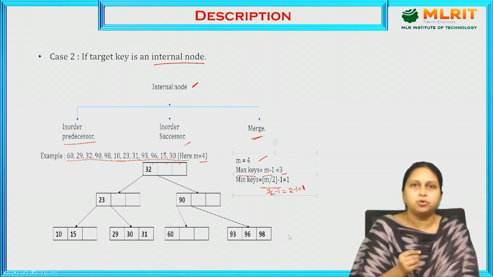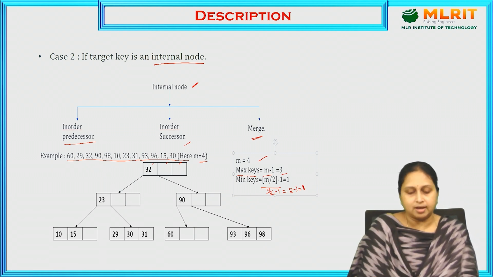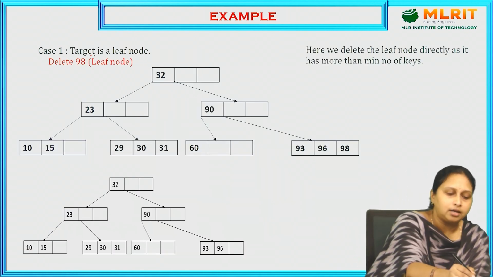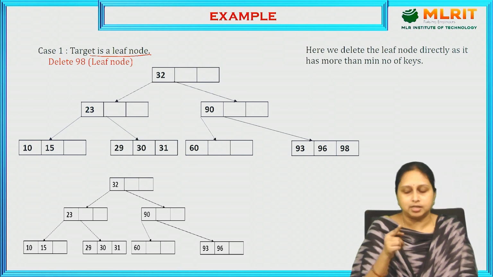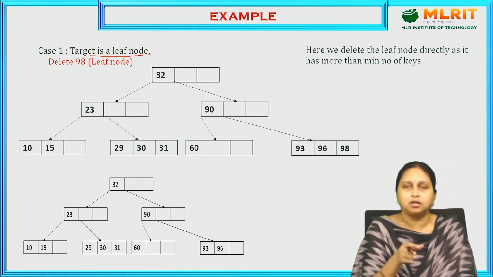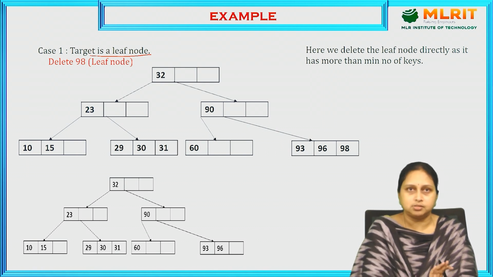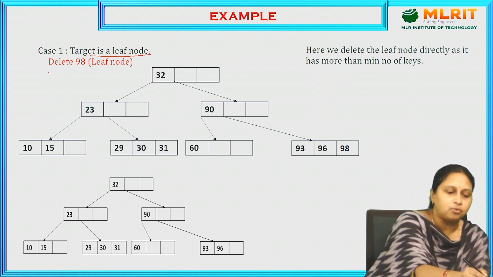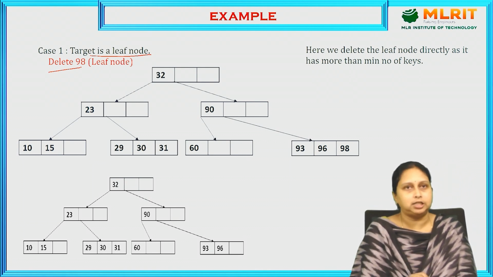Now, we will look into all the cases we have seen. Case 1: observe, the target is a leaf node. That is the first case we have seen, right? We have some classifications there. This is a B-tree. I want to delete a leaf node. Which leaf node do I want to delete? I want to delete 98.